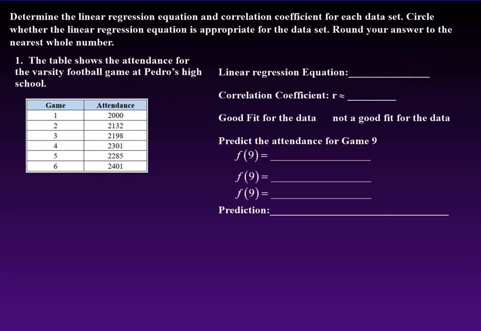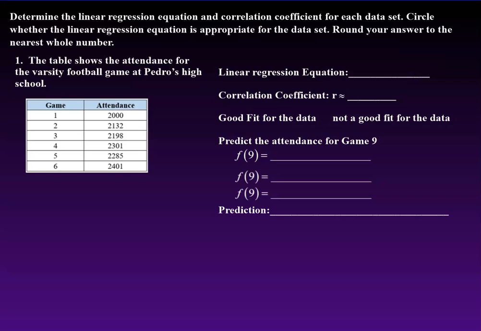Number 1. Determine the linear regression equation and correlation coefficient for each data set. Circle whether the linear regression equation is appropriate for the data set. Round your answers to the nearest whole number. Make sure when you're doing these problems that you read directions carefully.